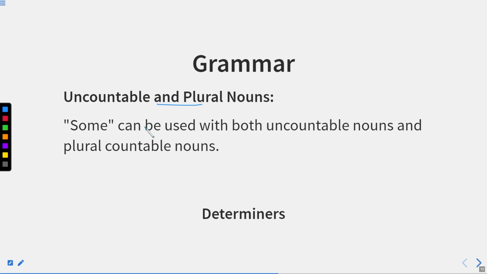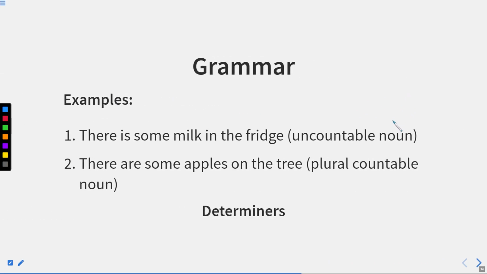Uncountable and plural nouns. Some can be used with both uncountable nouns and plural countable nouns. Now, if the nouns are plural, they must be countable. As I told you before as well, that some can be used with both, whether they are countable nouns or whether they are uncountable nouns. There is some milk in the fridge. So, milk is uncountable noun. There are some apples on the tree. Now, plural countable nouns. Apples are plural countable nouns.